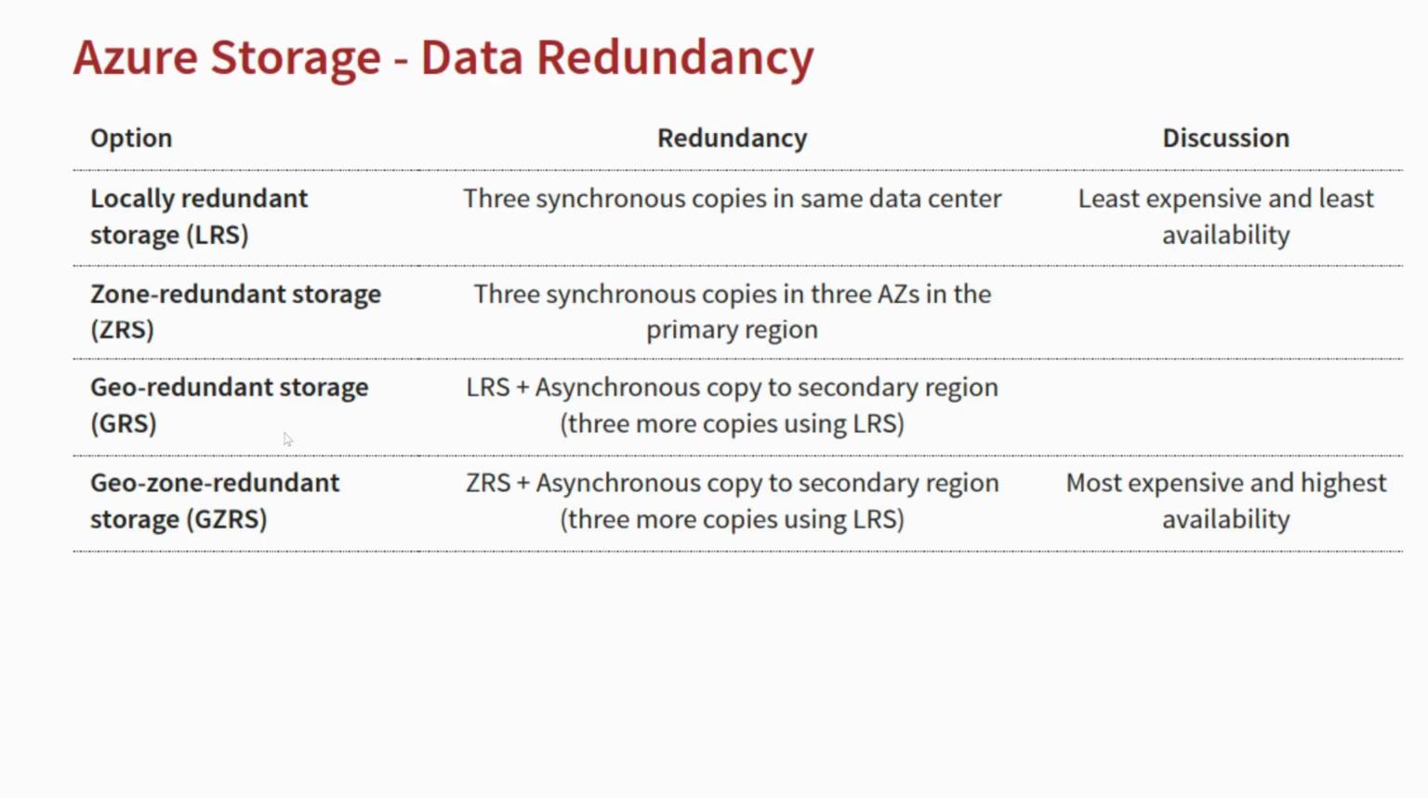Next we have geo redundant storage. It combines LRS, that is locally redundant storage, with asynchronous replication to the secondary region. Here also we have three additional copies. In terms of cost it is higher, and is suitable for disaster recovery scenarios. Next we have geo zone redundant storage. It combines ZRS with asynchronous replication to the secondary region, and is the most expensive but offers high availability. Whenever you're looking for high availability, you can go with this option, and it is best for mission critical applications requiring maximum reliability.